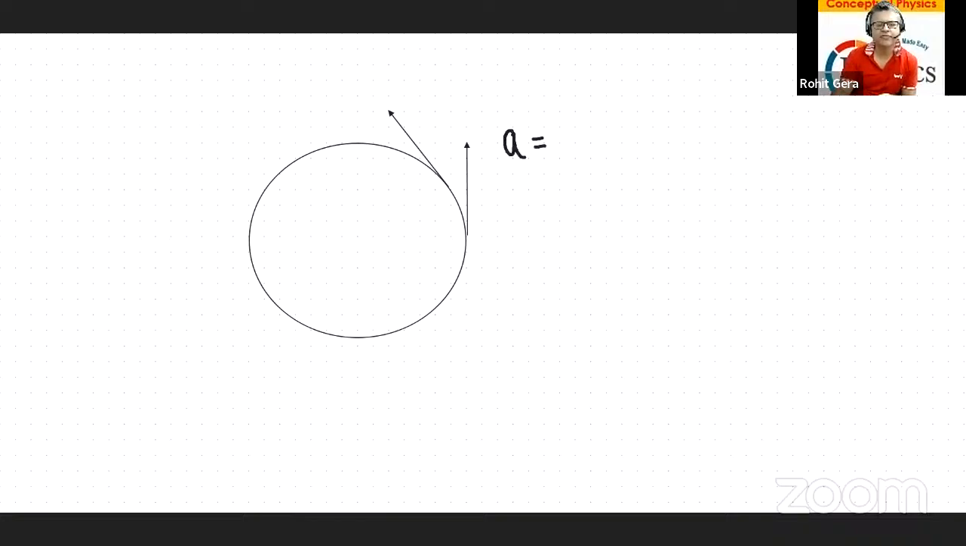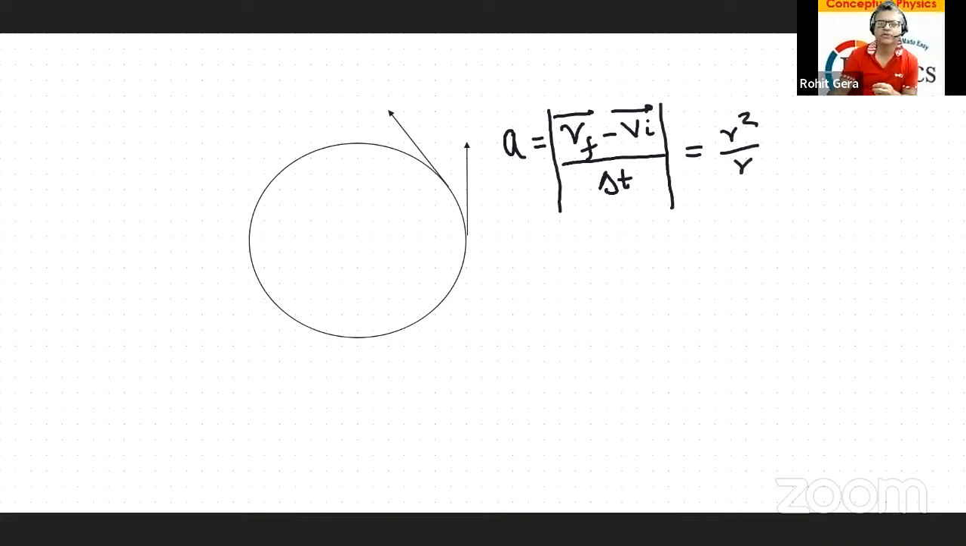So vector of the constant velocity in magnitude, final at any point minus initial, and if you divide it by the time taken, will give you, in magnitude both are v, so v square by r if you see the magnitude of this. Okay, and the direction of that is always towards the center of the circle, wherever you are, irrespective of what point you are on.